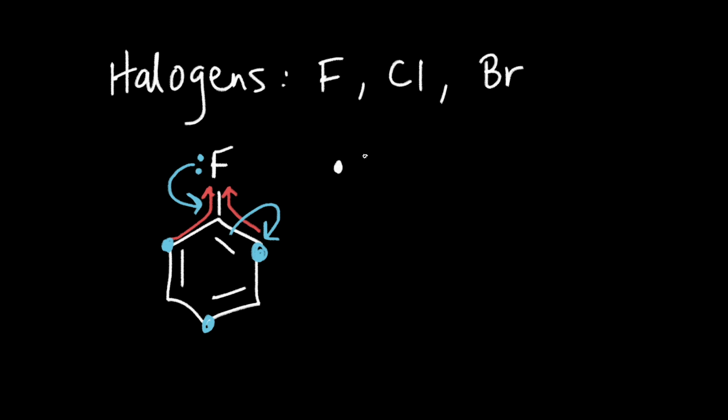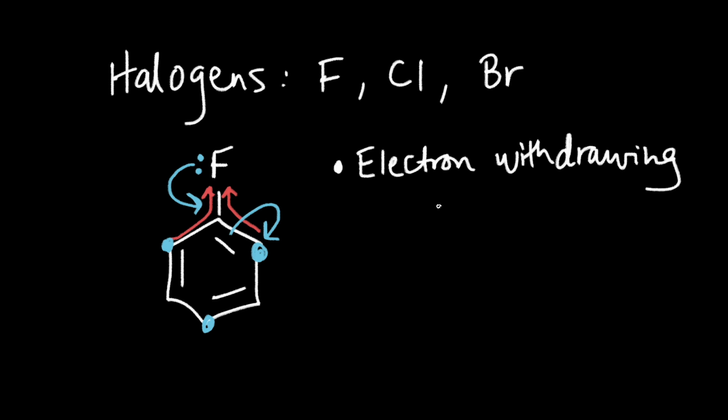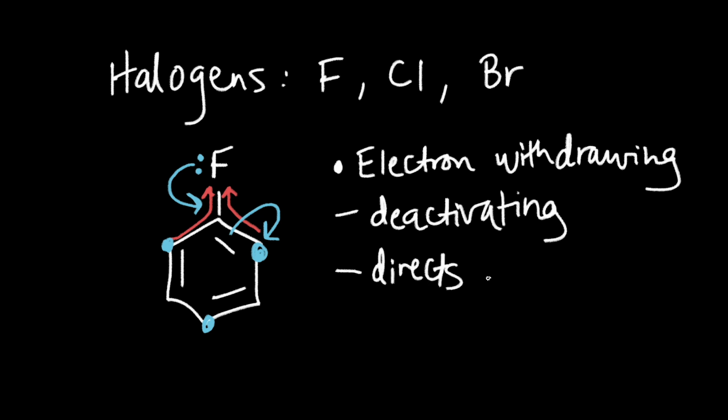So in summary, it is an electron withdrawing group, it's deactivating, which is what we would expect for an electron withdrawing group, but then it directs to the 2, 4 and 6 positions, which is not what we'd expect a normal electron withdrawing group to do. So let's look at an example. So let's say we start off with our benzene ring and we want to add a methyl group and a nitro group to this ring.